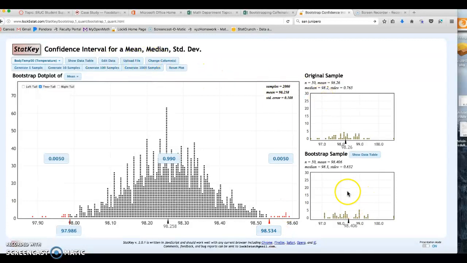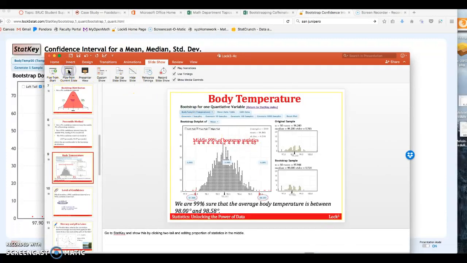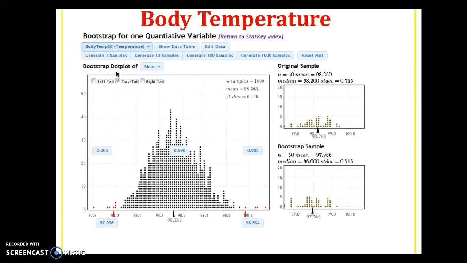Since all these Bootstraps are done randomly, StatKey is doing this sampling with replacement randomly, many times very quickly. There's not going to be an exactly correct answer that the entire class will get, even with the same percentage. But they shouldn't be too far off. 98.001 is not too different from 97.986. And notice right here, the prepackaged screenshot was 97.996. So pretty close to what we got, but not exactly the same thing.